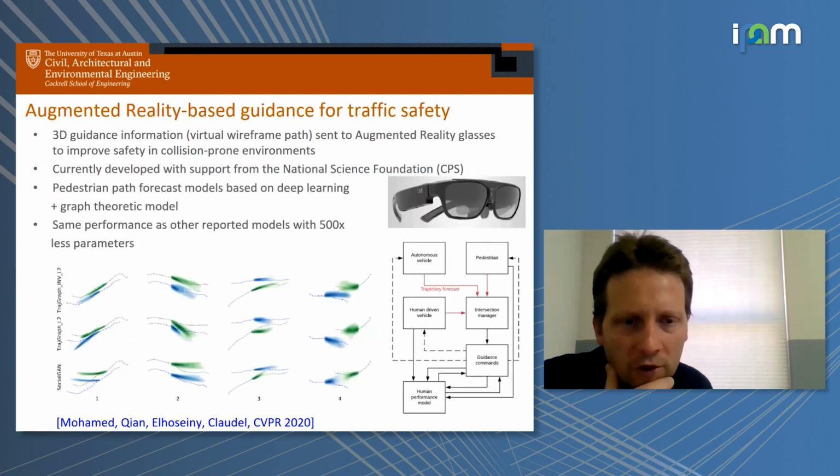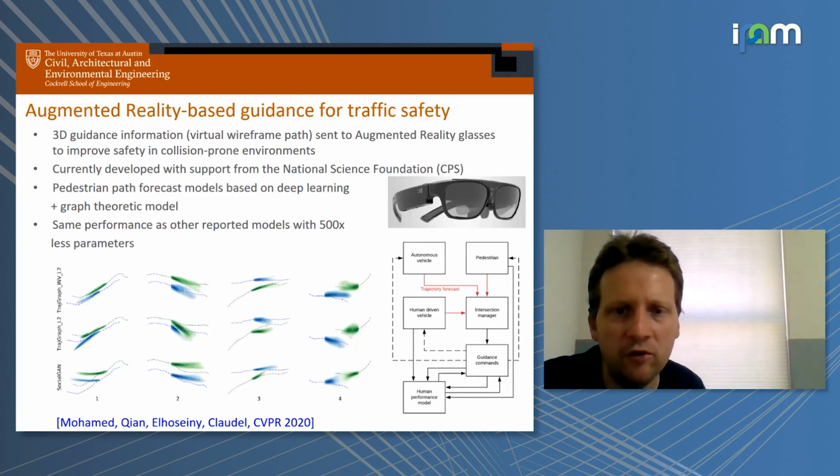We have also done some work on autonomy, but that is more related to augmented reality-based guidance. How can we use, for example, smart glasses to guide users through intersections, to minimize the risk of collisions and to increase the throughput of intersections? That's still low-level control, but we have NSF CPS projects on this as well.